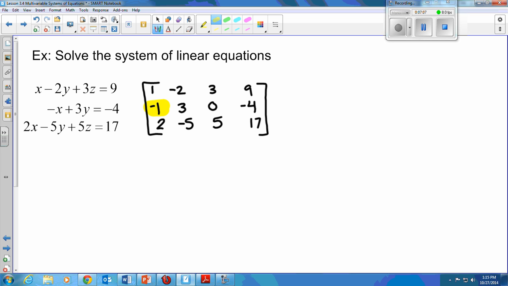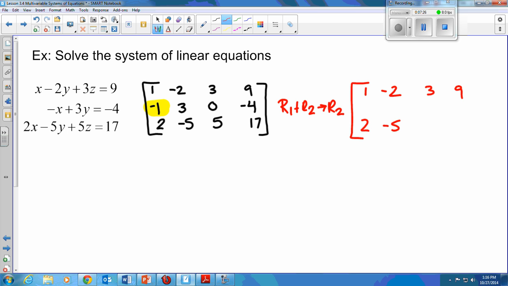So what could I add to a negative 1 to make it a 0? 1. But look, I have a 1 somewhere. Where do I have a 1? So all I'm going to do is add row 1 plus row 2, and I'm going to replace row 2. So 1, negative 2, 3, 9. I'm not changing row 1. I'm not changing row 3. The only thing I'm changing when I add two things together is the latter equation. So I'm going to replace row 2.